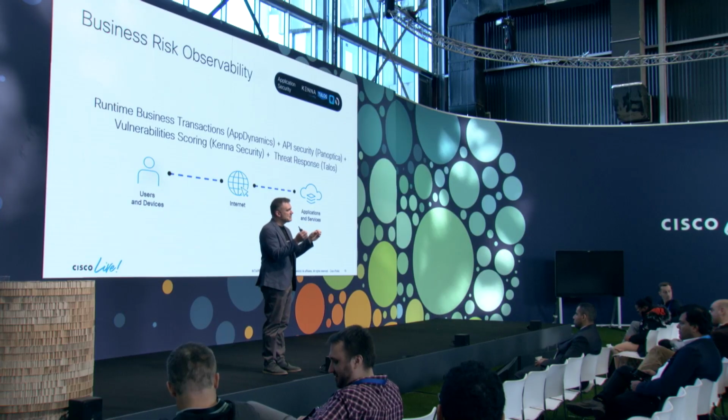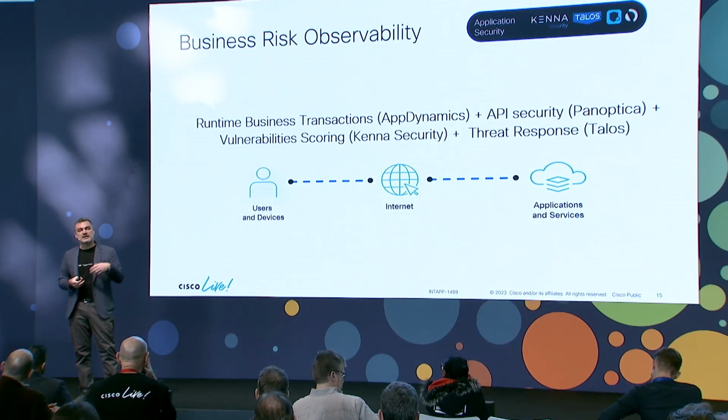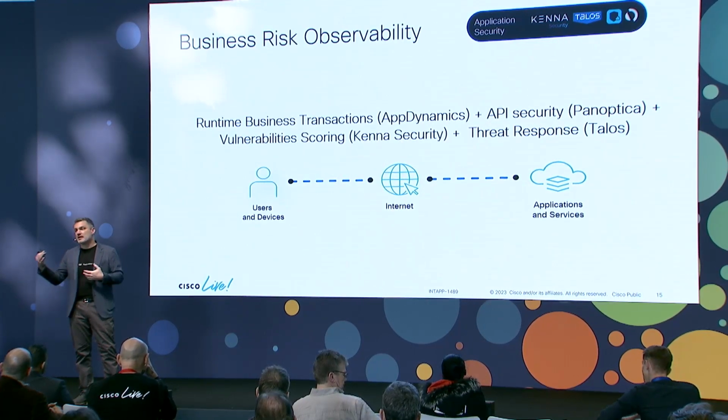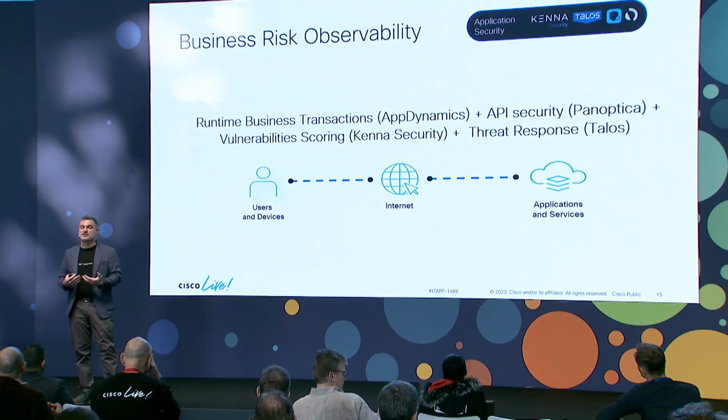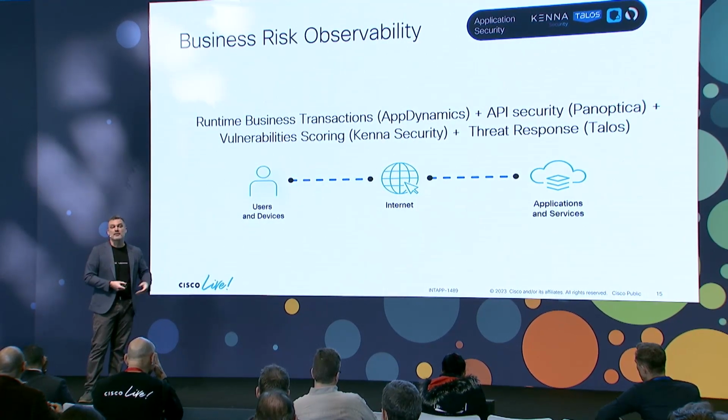So the vision I had was, can we bring this all together in such a way where we can actually get business risk observability? The idea that the insights from security, apps, and business come together in a way that everyone has shared context and can take the right priority to secure the business where it matters most.